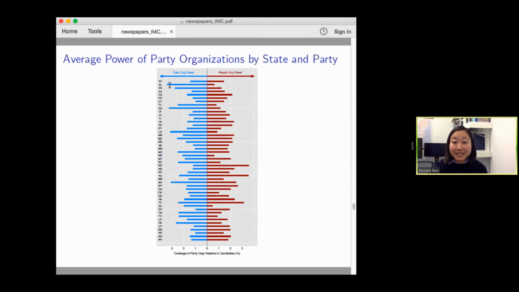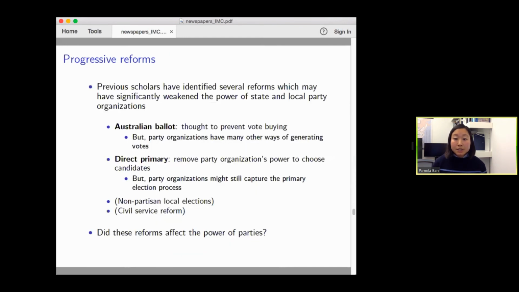Over here we have Alabama, one of the stronger Democratic state parties, and that's with the Black Belt Mules that the historians have talked about, that essentially were responsible for eventually turning Alabama into a one-party state. But this is just to show you that we can track the power of party organizations by state and by party. And so now previous scholars have identified certain reforms which may have significantly weakened the power of state and local party organizations. It's been widely hypothesized that there are these progressive era reforms that helped erode the power of state and local party organizations and empower candidates.